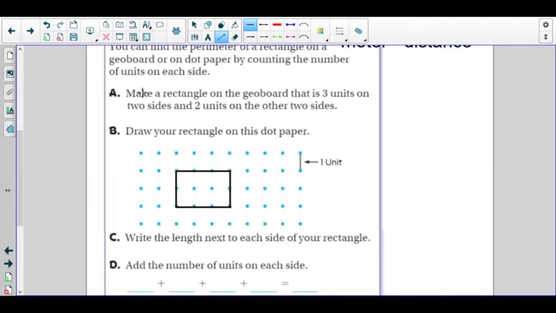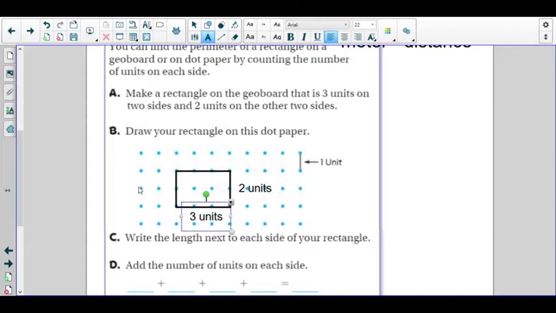And now write the lengths next to each side. So right here, this is 2 units. All right, and then 3 units right there. 2 units. And 3 units.